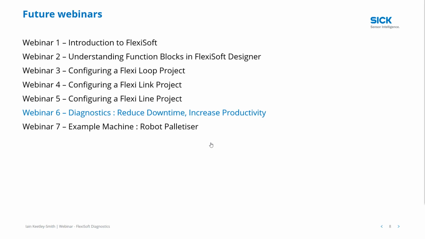The next webinar in the series, and the final one within the series that will be coming out, is looking at an example machine of a robot palletizer. So we'll have a look at a machine. We will then look at the safety on that machine and start to build up a FlexiSoft program for that application. And that will be the end of the webinar series. If there's anything in particular that you have interest in or would like to know more information on, by all means get in touch with us direct. And what we'll do is we could maybe do a one-to-one session, or we could add on another webinar within the series to cover specific elements if that's of interest to everyone.